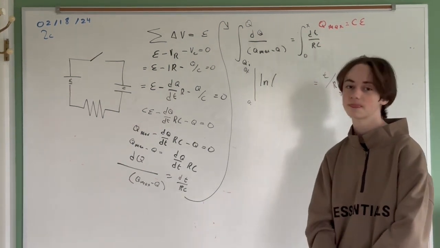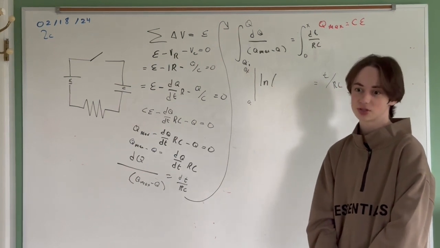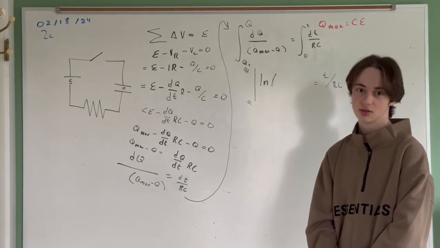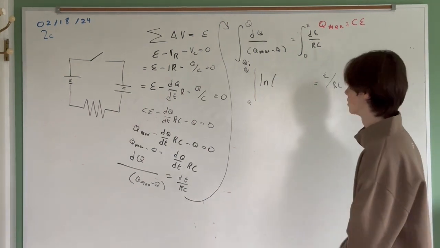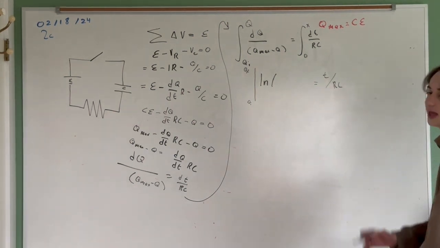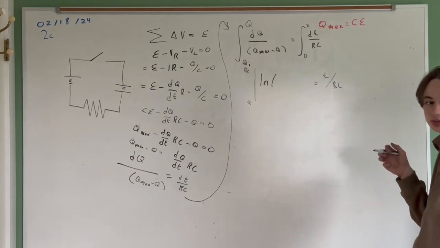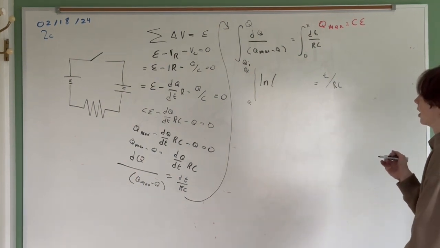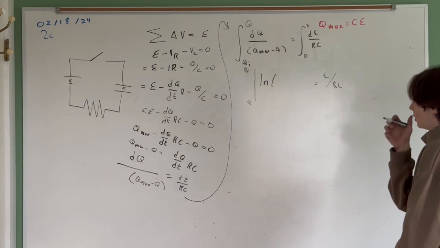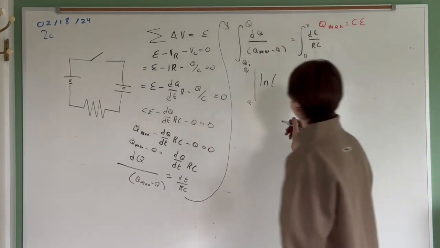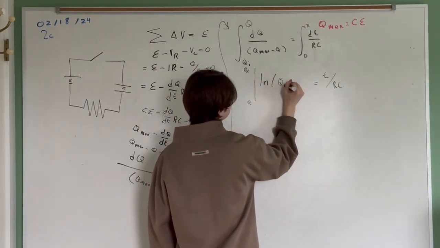No, not necessarily. You can't charge more than the max. You had a charged capacitor and you put it into a short circuit. Okay, yes, your EMF was less than it. But this ends up being canceled out because you divide it. So don't worry about the absolute value. Negative ln of Qmax minus Q.